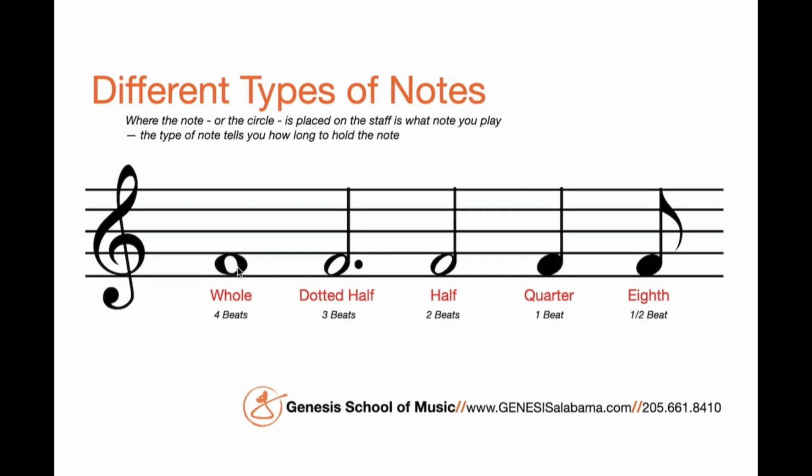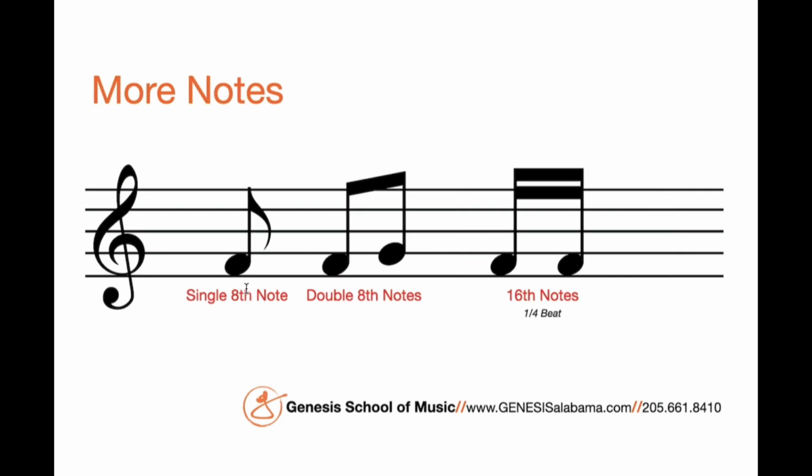The whole note gets 4 counts. Dotted half gets 3 counts. If I ever see a half note, that gets 2 counts. If I ever see that little shape right there, that's called the quarter note. That gets 1 count or 1 beat. The 8th note, there it is. Here it is again, the 8th note.